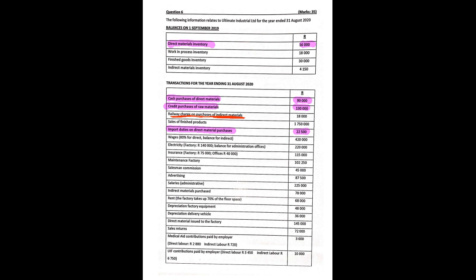So it's not that one. So here it was 22,500 and it was imports. So you can write down imports. They didn't really specify here whether it was paid for in cash or on credit. So you can just label it import duties, and that's 22,500. Then you're going to look for, did they give us the final amount, which is the direct material that will go to the factory?